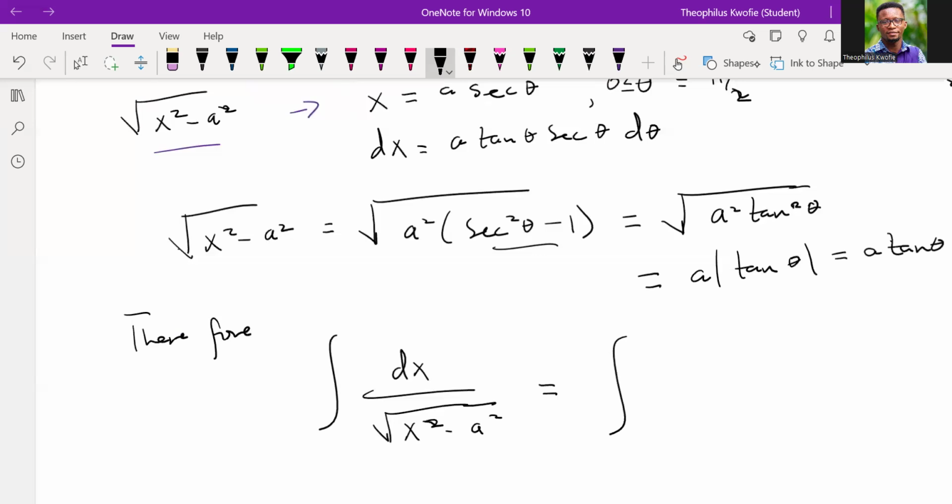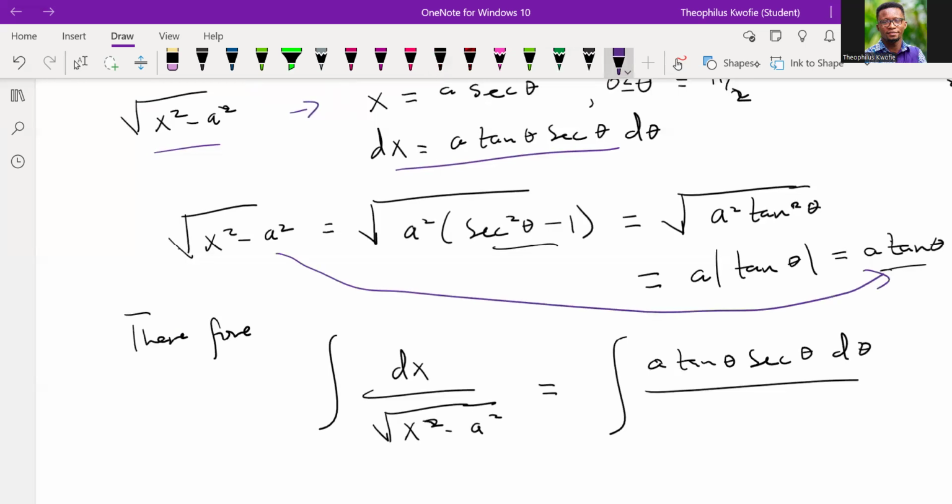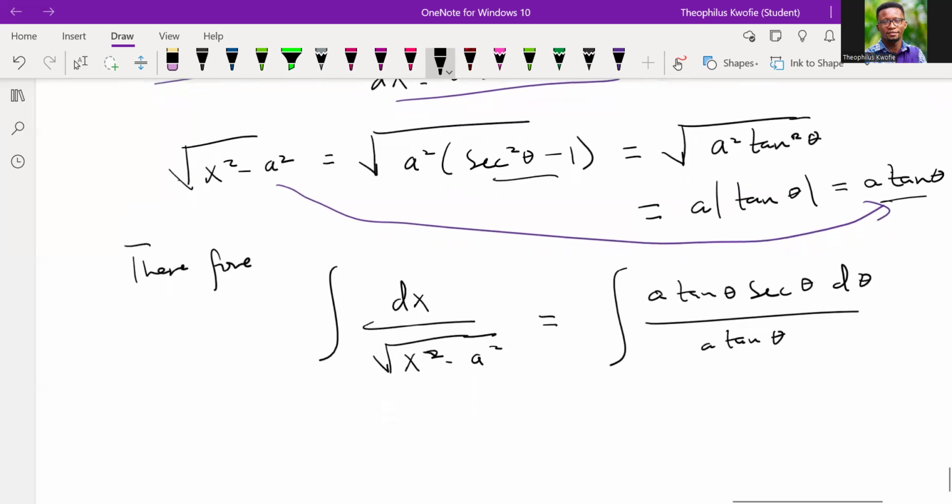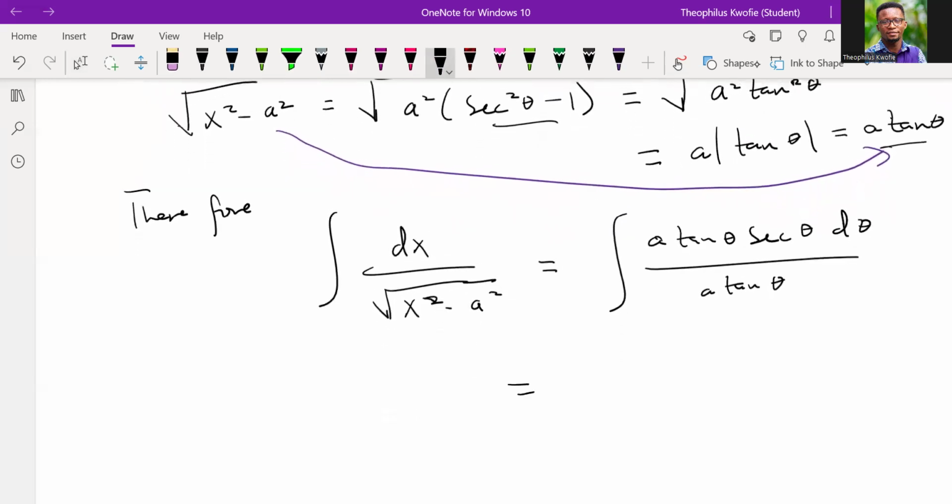Now, what is our dx? From here, we see that our dx is a tan theta sec theta d theta. Now, what is our root of x squared minus a squared? From our analysis over here, we had this result: a tan theta. Very good. In which case we can do some cancellations, right? So we see that this quantity will cancel this, and you will only be left with what?